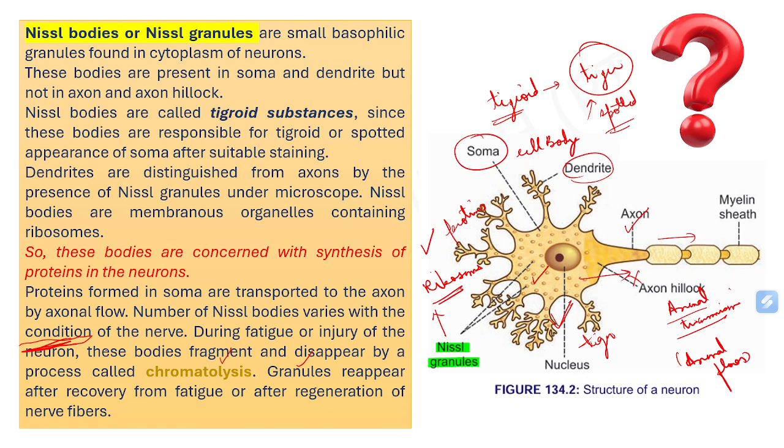That process is called chromatolysis. When chromatolysis happens, because the nerve is injured or fatigued, the Nissl granules might disappear from that neuron, or they might break into pieces visible under a microscope. But as and when recovery from fatigue happens, or after the nerve regenerates, the Nissl granules may again be visible under the microscope.